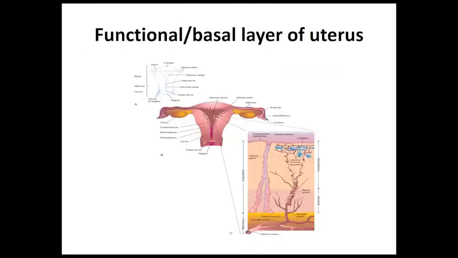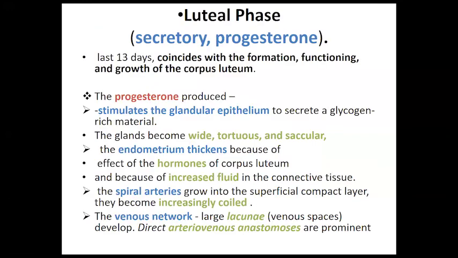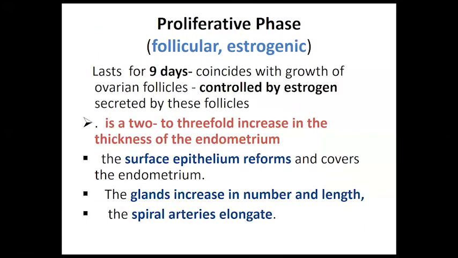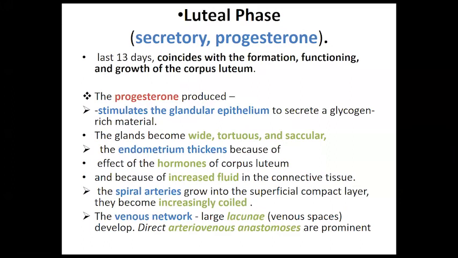If you see in this picture, these are the different phases. You have the basal layer, then the functional layer. The functional layer is compact and spongy. The basal layer is going to stay on. The functional layer, the compact and the spongy layer, are going to be shed off. Then the third is the secretory or luteal phase.